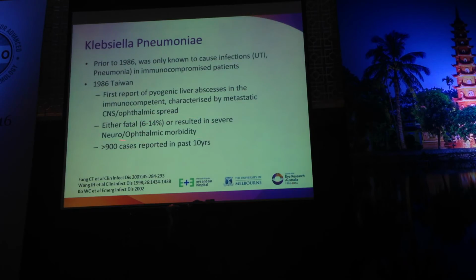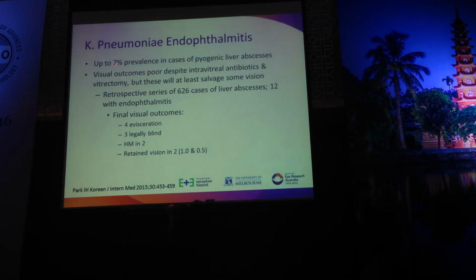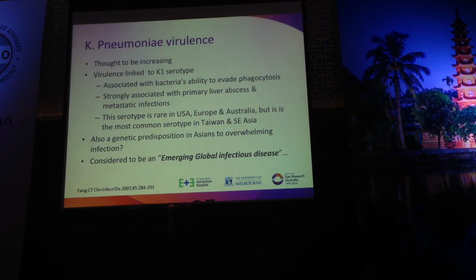And since that time, we've had over 900 cases reported in the past 10 years. Up to 7% prevalence in cases of pyogenic liver abscesses, and the visual outcome is poor despite rapid treatment. The final visual outcomes of a case series of 626 cases show a high rate of blindness. The virulence of Klebsiella pneumoniae is thought to be increasing. It's linked to this K1 serotype, which is currently rare in the US, Europe and Australia, but it is the most common serotype in Southeast Asia and Taiwan.